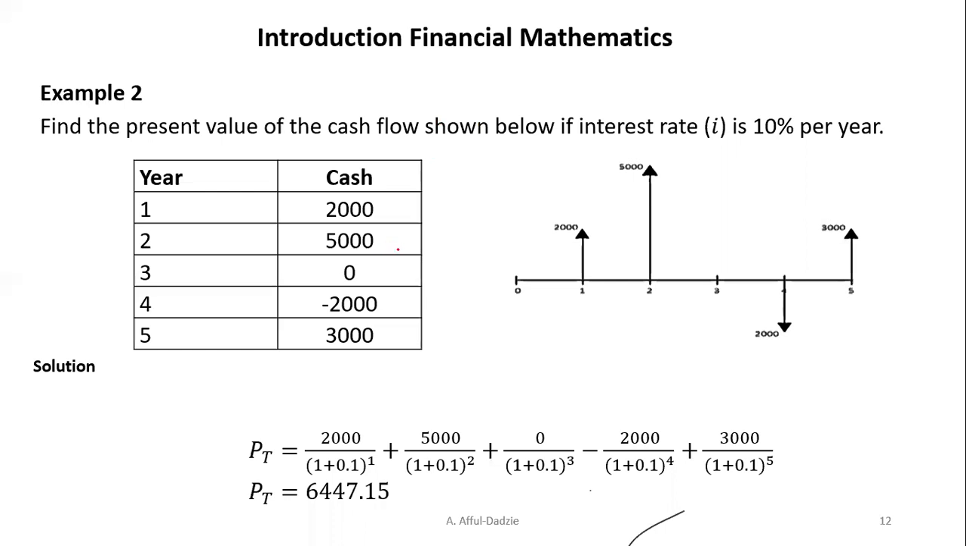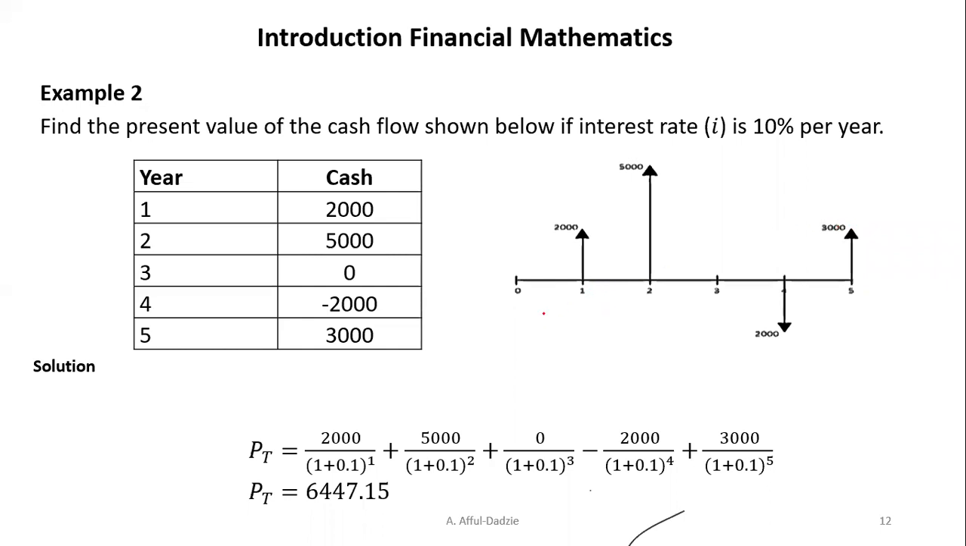Everyone can do it, right? So we can find the present value of the cash flow here, assuming that the interest rate is 10%. We can also represent this information on the cash flow diagram. In year 1, we have 2,000. In year 2, 5,000. In year 3, there was no cash flow, so we just leave it at that. In year 4, there was an outflow of 2,000. And then in year 5, we have this.